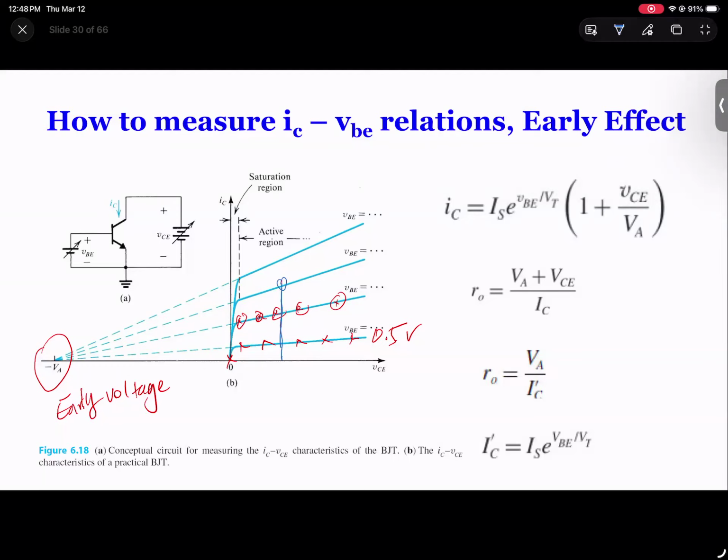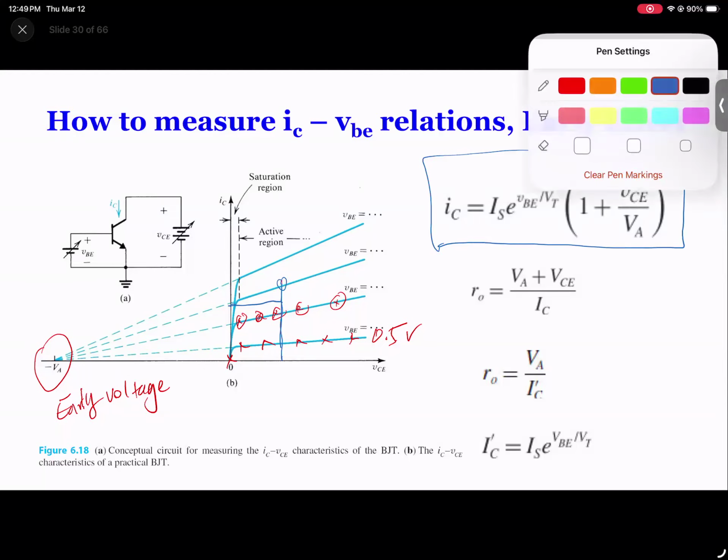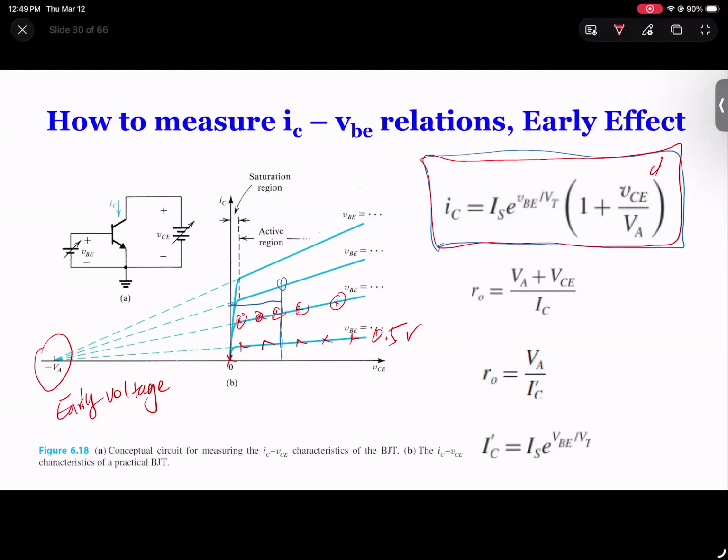And I'm going to say this small triangle here is going to be similar to the large triangle. So if I know the current over here and the height of this one, I can get the total current of this one. So mathematically, we found that IC is equivalent to this one. And this is just an extra term.